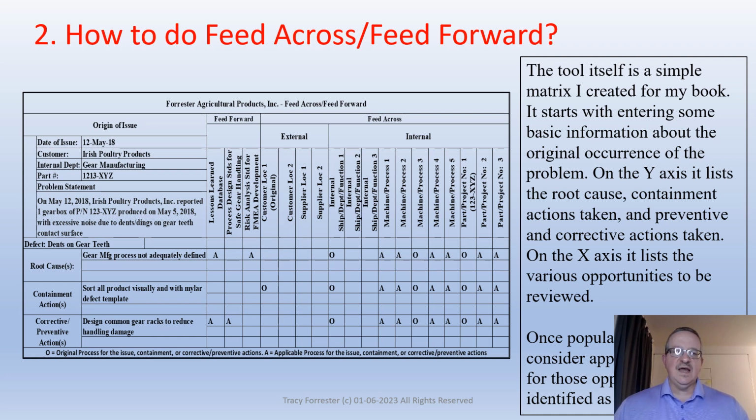And within that matrix, where the x and y areas intersect, I'm just adding whether there is an applicable area within that. I'm putting an A for applicable. The O is where the original occurrence was, the part, the location, etc. And then I'm just trying to populate that to demonstrate where I can apply these opportunities in a feed forward, feed across manner.